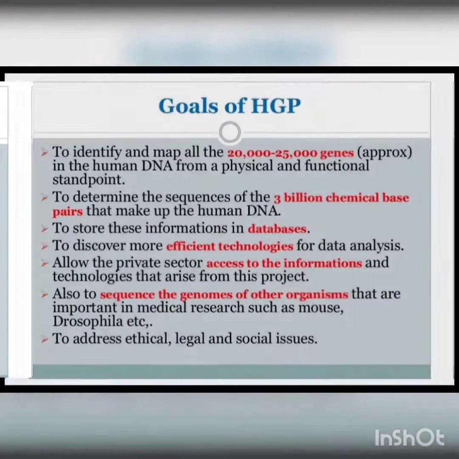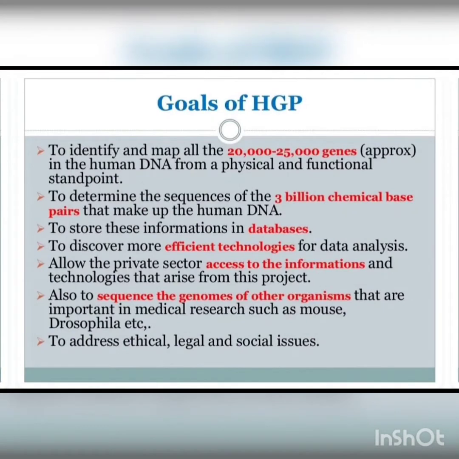And the next is goals of HGP. To identify and map all the 20,000 to 25,000 genes in the human DNA from a physical and functional standpoint. To determine the sequences of the 3 billion chemical base pairs that make up the human DNA. To store this information in databases. To discover more efficient technologies for data analysis.